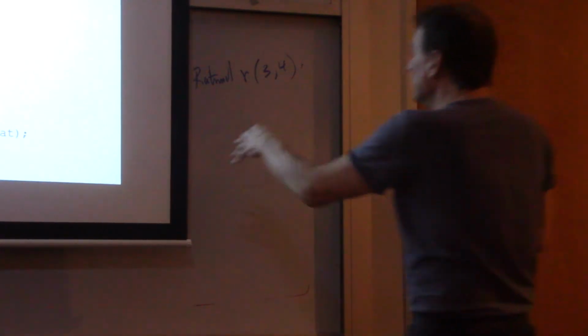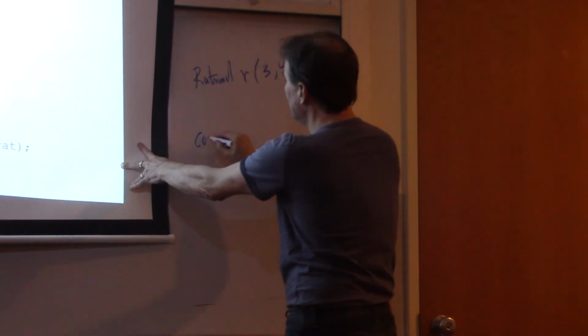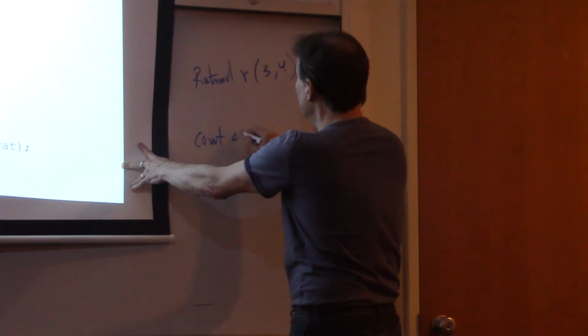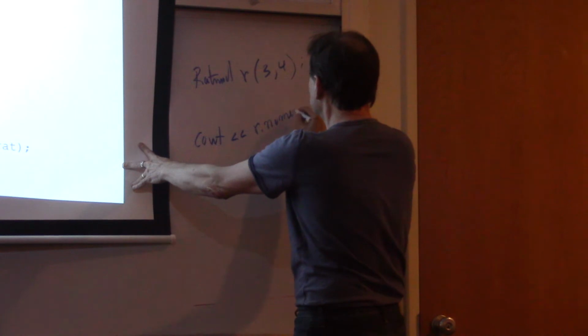So now, if I wanted to output the numerator, I could say something like cout, and I'm going to say R dot numerator.